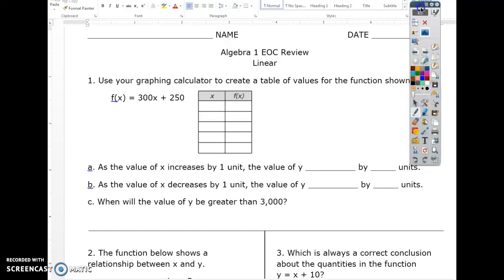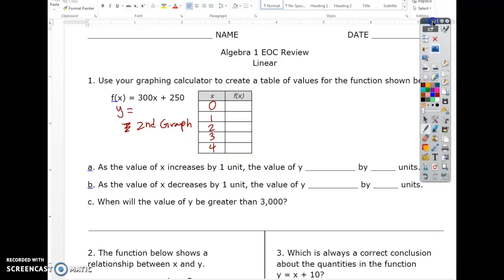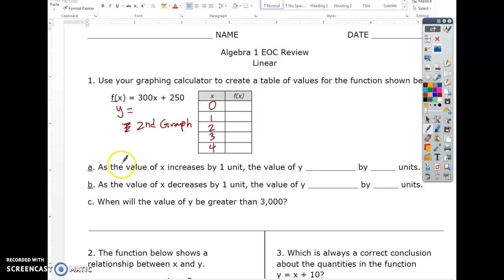Problem number 1 tells you to use your graphing calculator to create a table of values for the function below. So we're going to put this in y equals, second graph, and fill in this table right here. And we can start with 0, 1, 2, 3, 4. Let's fill that in. And then we're going to answer these questions where it's asking, as the value of x increases by 1, what's happening to the value of y? Okay?